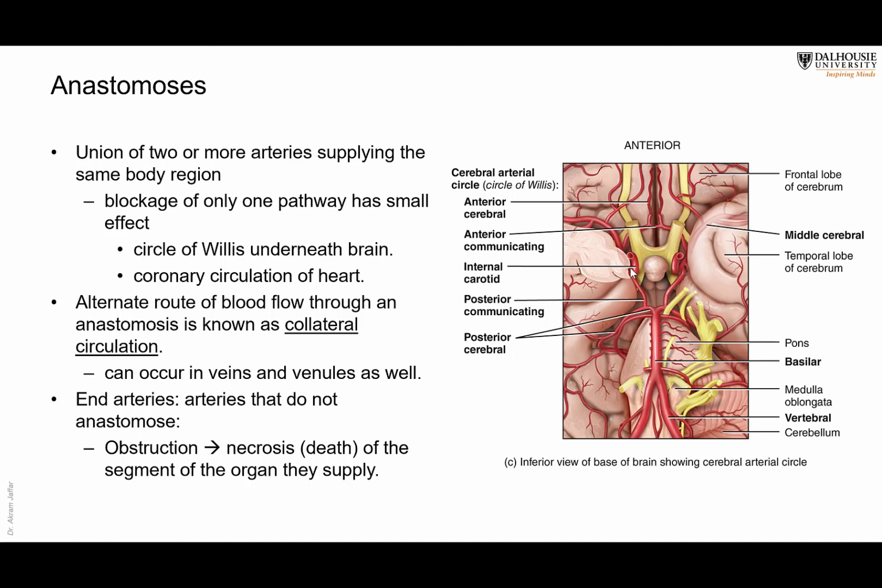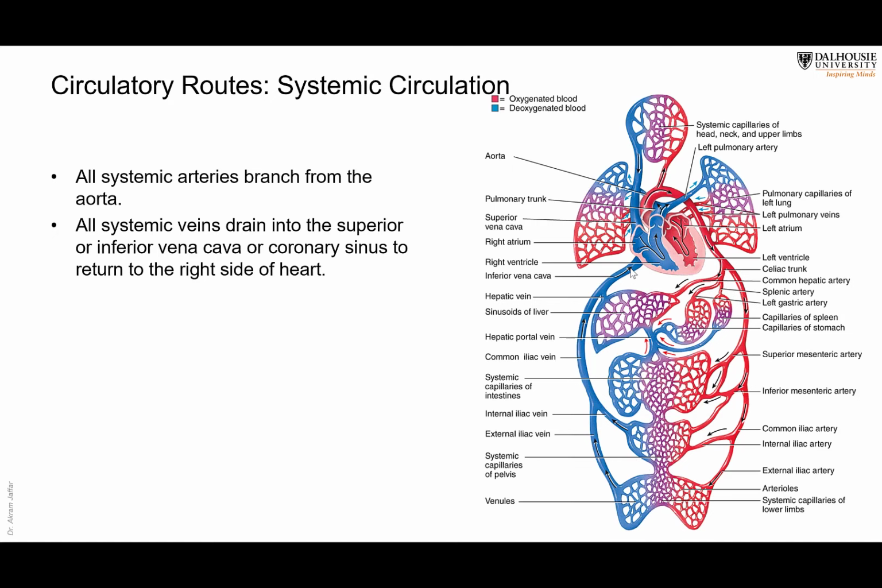But if the vessel becomes very narrow, then the collateral circulation will not be enough, and this will result in ischemia or infarction in that organ or that tissue. Some of the organs, some of the tissues are supplied by end arteries, which means that these arteries do not anastomose. So once the artery is blocked, then this is very dangerous. It means that the tissue supplied by it has no other option to receive blood, and so this results in ischemia and infarction.